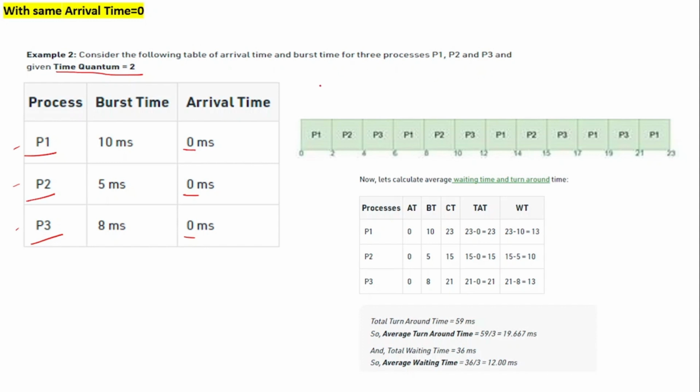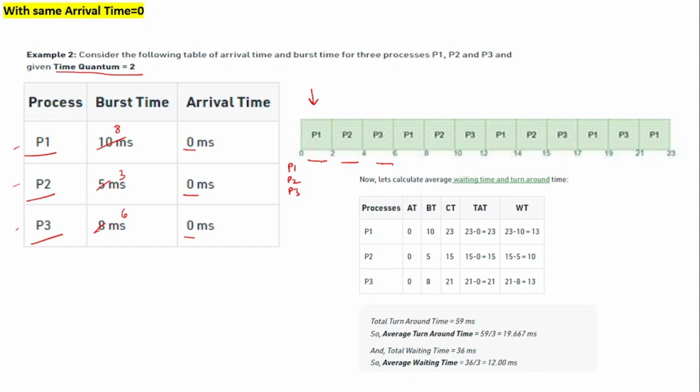If you look at the figure here, at time 0 all the processes P1, P2 and P3 are there. We start with the first process, P1, on the basis of first come first serve. P1 will be executed for 2 milliseconds because the time quantum is 2. The burst time here is 8. Now P2 will execute for again 2 milliseconds, and its burst time is reduced to 3. Now P3 will be given a chance and it will be executed, and the burst time of P3 would now be 6.